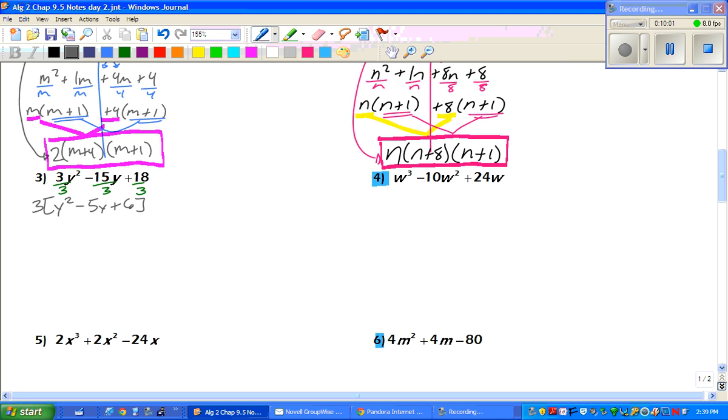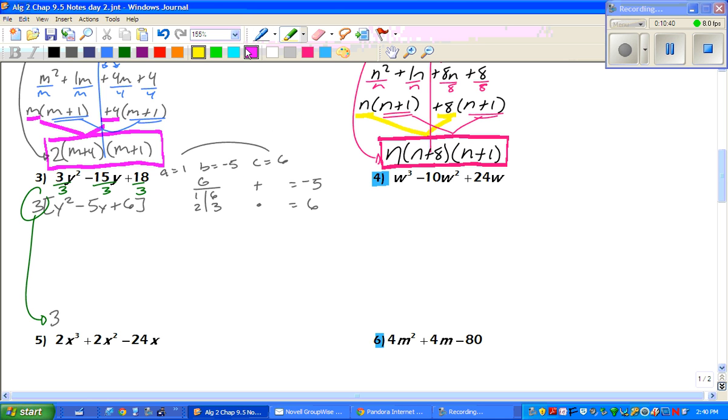Okay? So, bring it all the way to the bottom so we don't forget it in our answer. And now we know that A is 1, B is -5, and C is 6. 1 times 6 is 6. So the factors of 6 are 1 and 6, 2 and 3. What numbers add to get to -5 and multiply to get to +6?